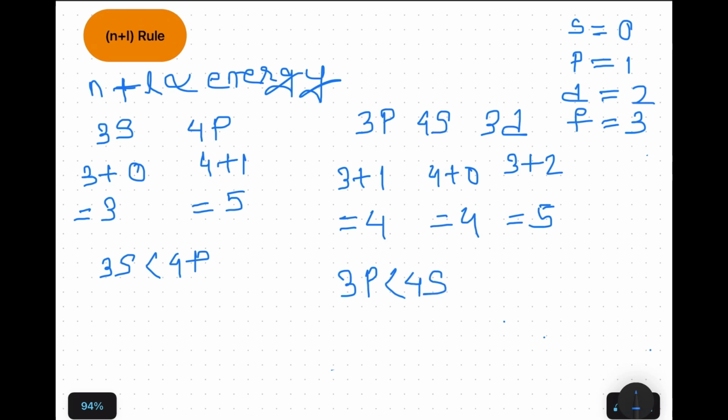And at the last is 3d, because the value of N plus L in 3d is 3 plus 2, means 5, that is higher.